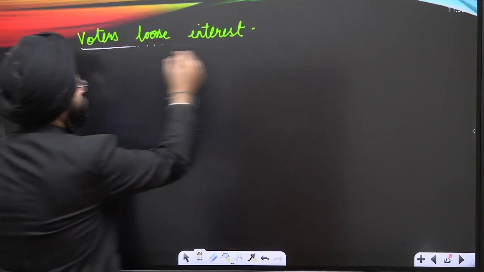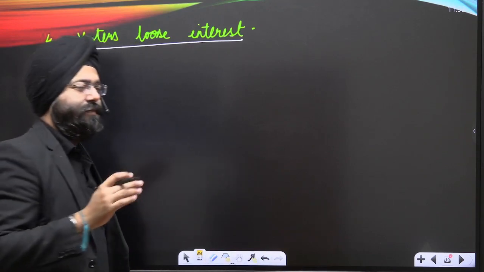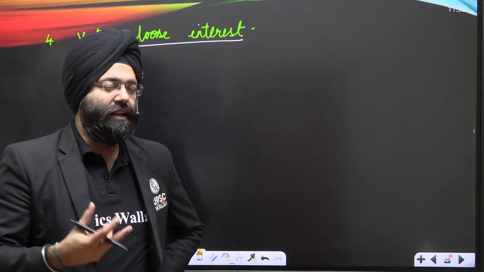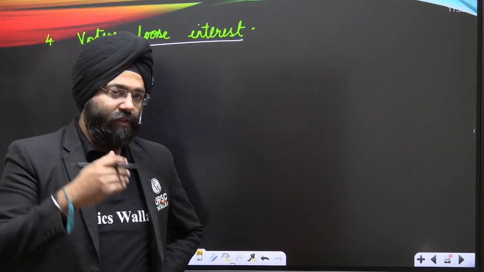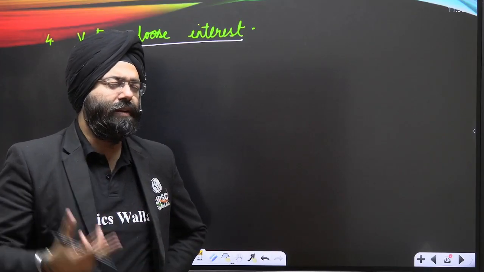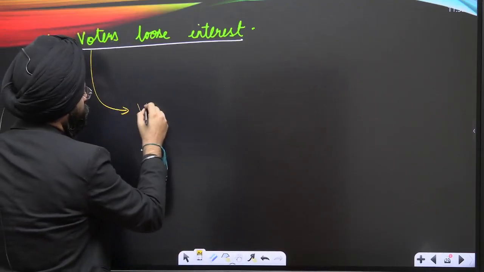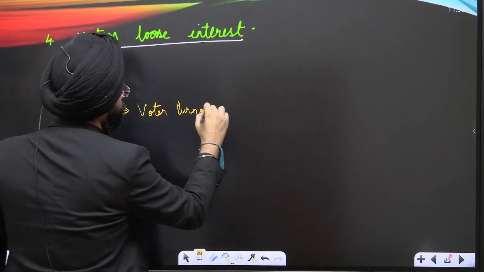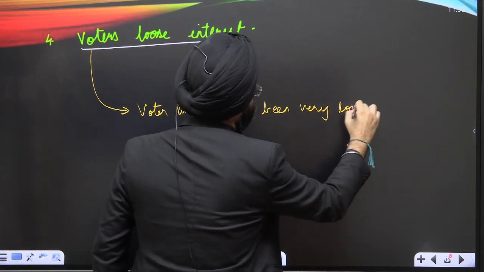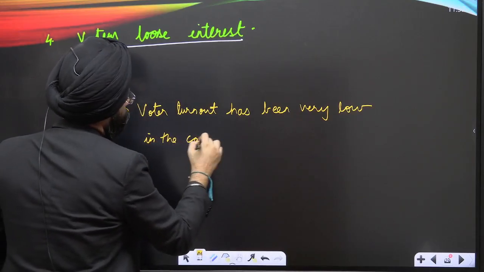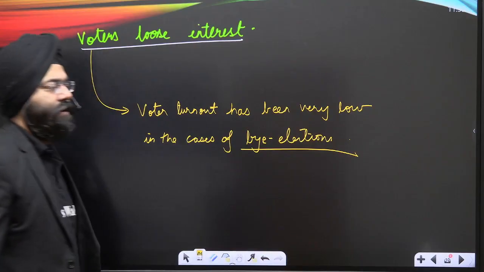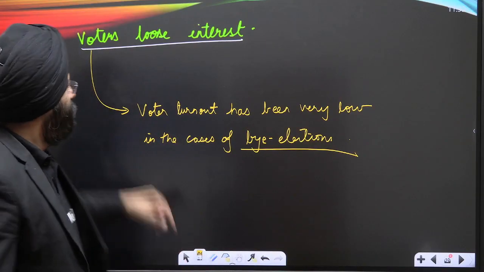Next is voters lose interest. Now see, with respect to the voter turnout, we realize that the voter turnout is influenced by the people's interest in the election process. When the election has already taken place, then if you make an announcement again of the by-elections, there's a great possibility that people might not even come out to vote. A very minuscule minority might be coming out to vote. We realize that the voter turnout has been very low in the cases of by-elections. In the cases of by-election also, this is a problem. So now these are the problems that we come across.